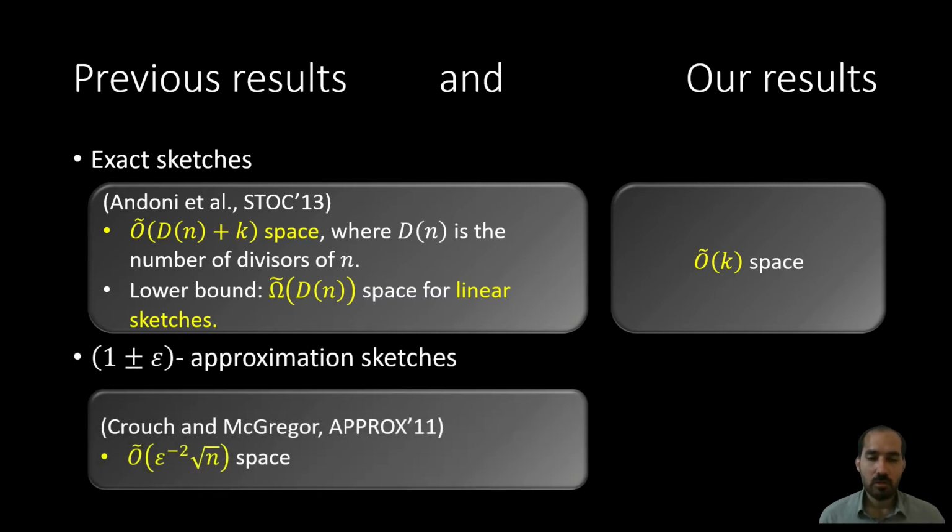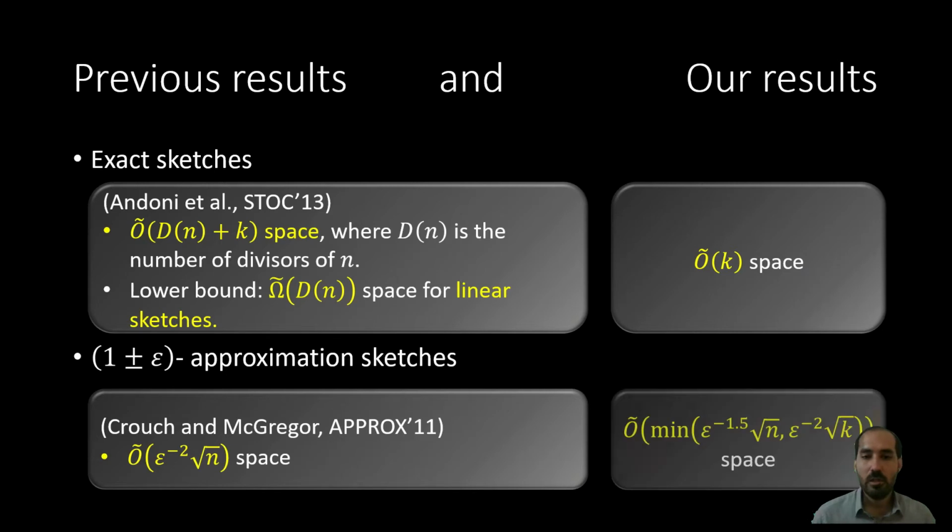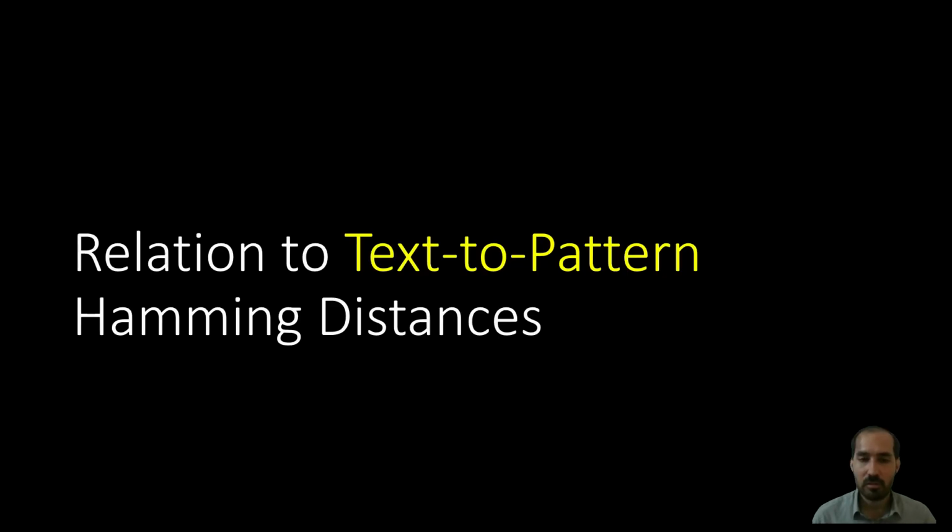In the approximation regime, the state-of-the-art result is by Crouch and McGregor from APPROX 11, where they introduce sketches of size ε to the minus 2 square root n, and we improve the result to Õ of the minimum between ε to the minus 1.5 square root n, which improves the ε dependency, and ε to the minus 2 square root k, which means that if we are just interested in the Hamming distance of strings that are close to each other, then the dependency is on the bound k, which we define, instead of n, which is the length of the strings.